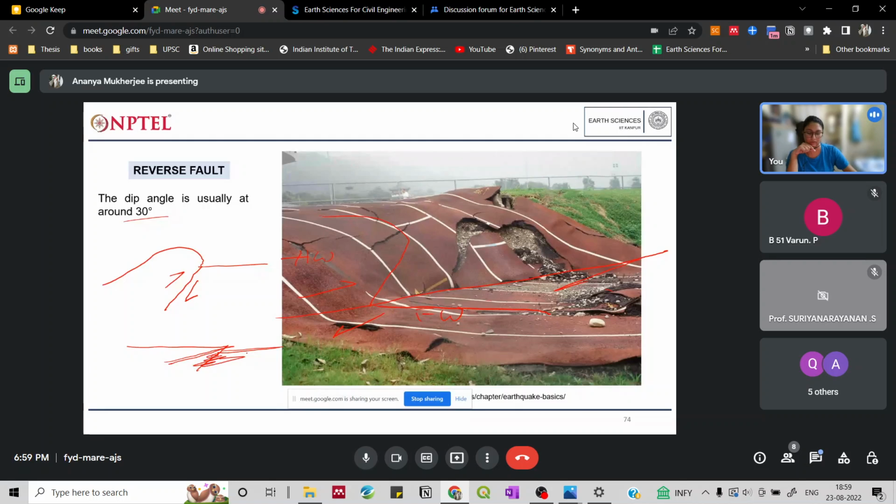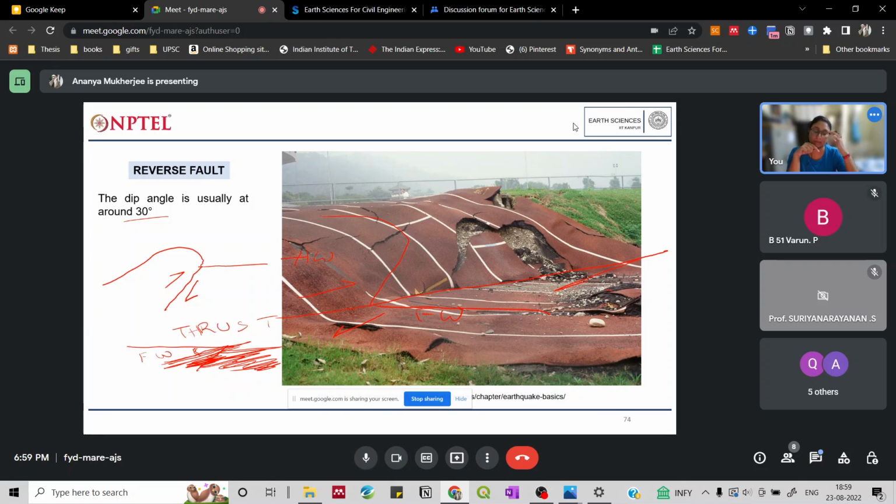Suppose this is your hanging wall and this is your footwall, and this is your fault plane. So this angle is very low. When it is around 10 degrees or lower, these are also called thrust faults. Thrust faults are huge faults. Usually they appear as very huge faults.